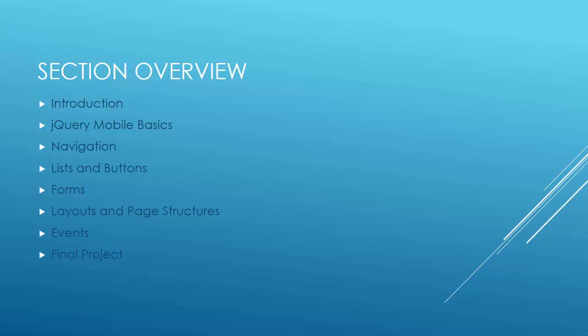Same thing for the forms. We're going to learn about range sliders, input fields, number input fields, etc. And we're going to integrate the jQuery mobile components for each one of those. In the layouts and page structures, we're going to go over tabs, collapsible lists, grid columns, and so much more. In the events, as I mentioned previously, we're going to be covering jQuery mobile events. And the final project, we're going to build out that final project that I just talked about.